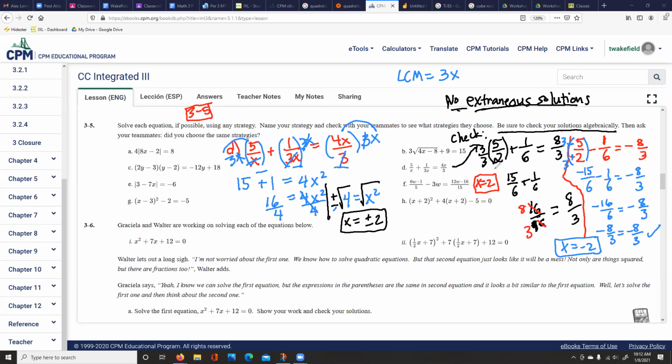I'm not sure if there's one in this section, but in one of the next sections, we'll do problems where one of these won't work. Let's say this didn't work, then I would say that's not a solution. Only 2 is a solution. But right now it did work, but that's what I mean when you're checking it.